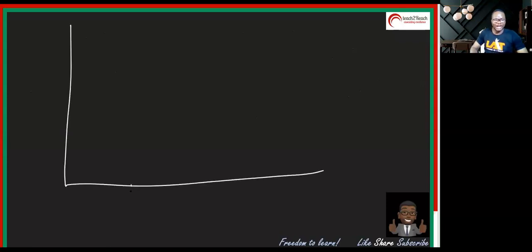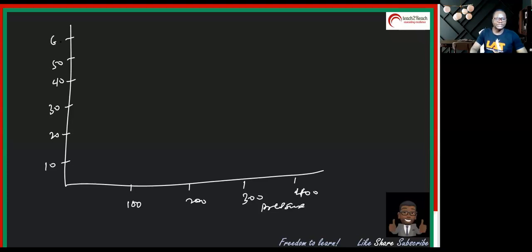So let's assume that I have my pressure here. The pressure is at 100, I have 200 here, I have 300, I have 400 here. Okay, so let's say this is my yield in industry. I have, let's say, 10%, 20%, 30%, 40%, 50%, 60%.